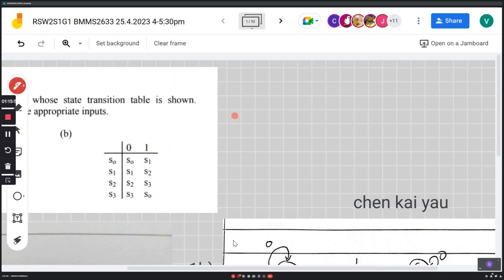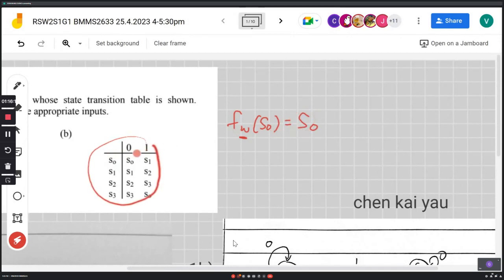Because they ask for W, S0 go back to S0, what is the input string? So now we need to find what the input string is so that when I start from S0, I will end at S0. In the table here, we have 2 S0. One is here, one is here. If I end at this S0, it means my input string will keep on inputting 0 here. So how many 0s doesn't matter. It will always stop at S0.